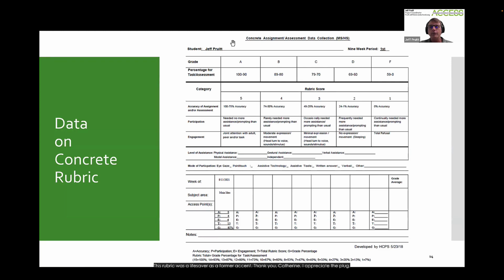This rubric was a lifesaver as a former accident. Thank you, Catherine. I appreciate the plug. We are going to update these soon.